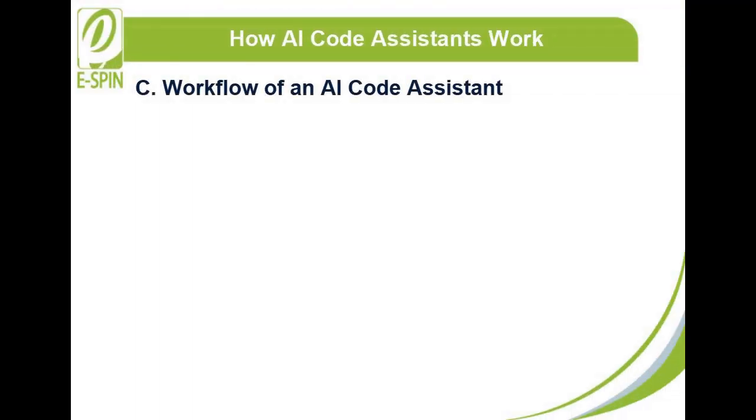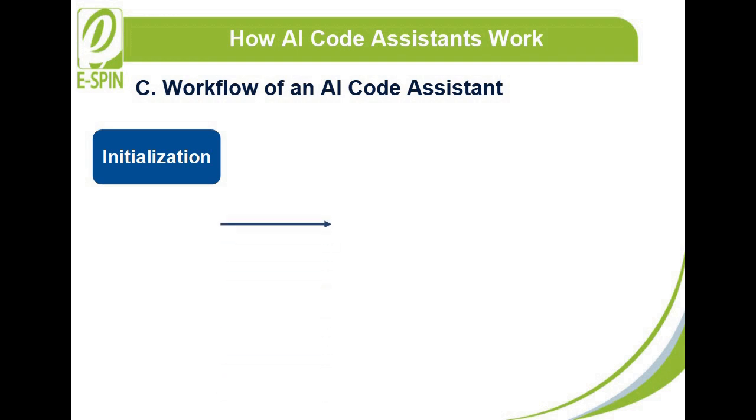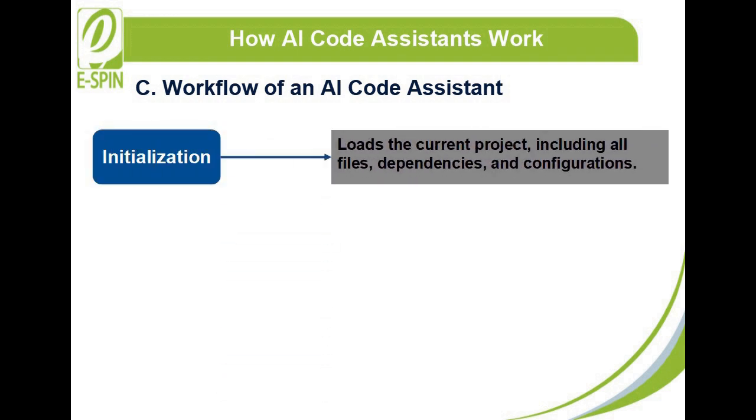The workflow of an AI code assistant involves initializing the project environment, analyzing the context, providing real-time coding suggestions and error detection, and continuously learning from the developer's interactions to improve its assistance. Initialization. The AI code assistant loads the current project, including all files, dependencies, and configurations. It initializes its models and prepares to provide real-time assistance.